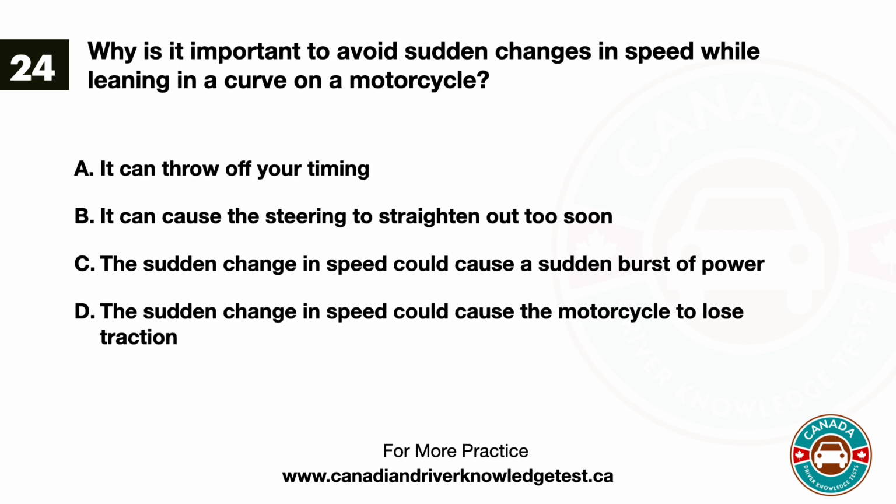Question 24. Why is it important to avoid sudden changes in speed while leaning in a curve on a motorcycle? A. It can throw off your timing. B. It can cause the steering to straighten out too soon. C. The sudden change in speed could cause a sudden burst of power. D. The sudden change in speed could cause the motorcycle to lose traction. The answer is D. The sudden change in speed could cause the motorcycle to lose traction.